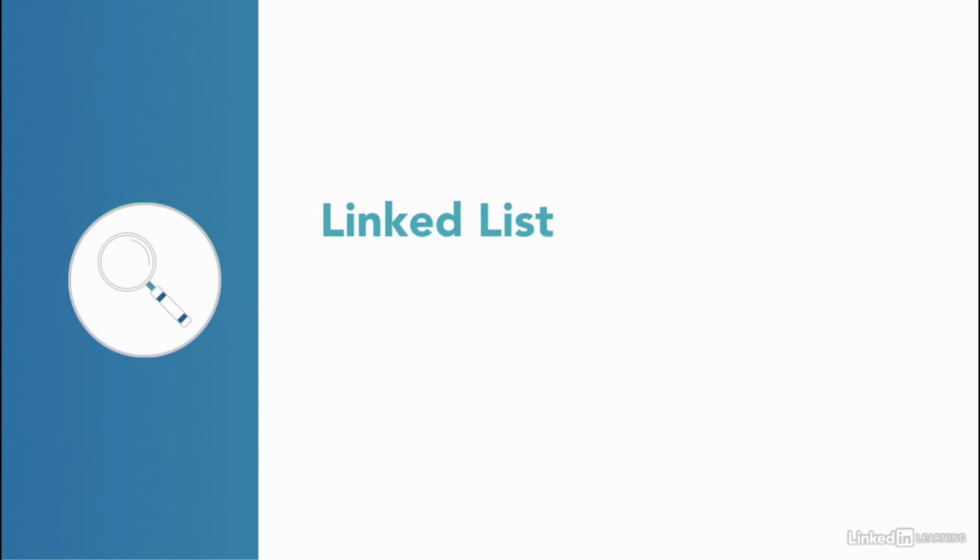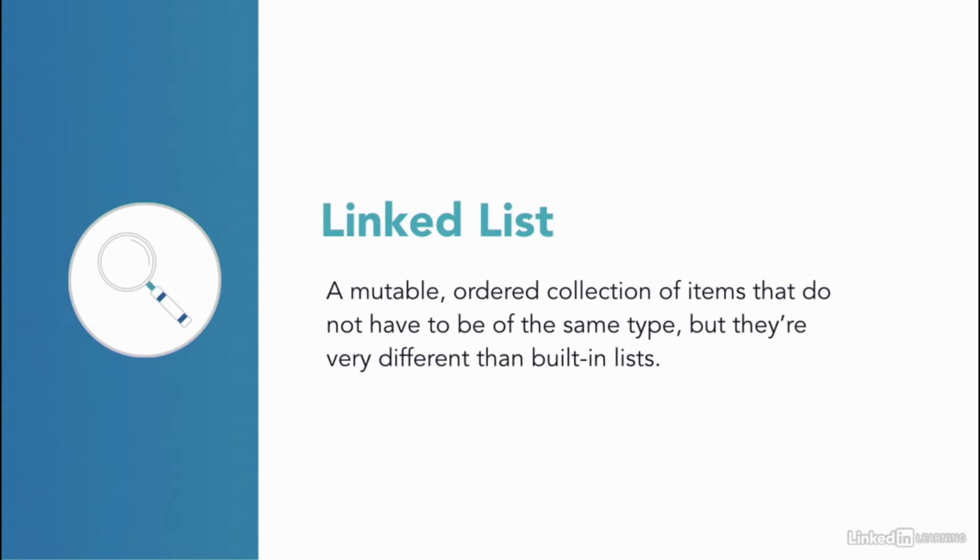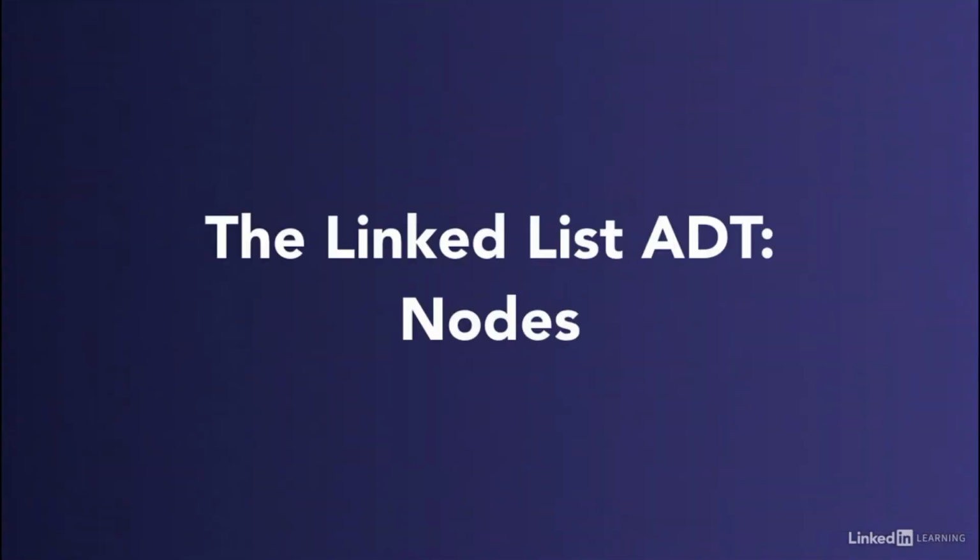Like Python's built-in list type, linked lists are also a mutable, ordered collection of items, but the similarity ends there. In the next video, I'll show you how linked lists differ from Python's built-in lists and also explain the main features of the linked list's abstract data type. Let's talk about nodes and how they're used to construct linked lists.